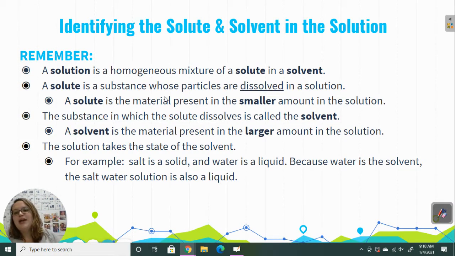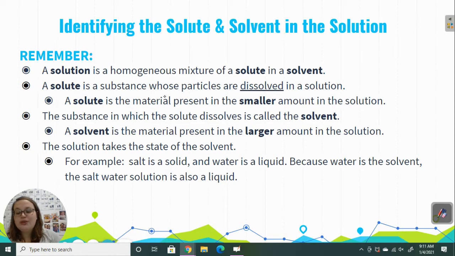Things to remember: a solution is a homogeneous mixture of a solute and a solvent. A solute is the substance whose particles are dissolved in the solution. A solute is the material present in the smaller amount. The substance in which the solute dissolves is called the solvent. So what the solute dissolves in is called the solvent. A solvent is the material present in the larger amount.